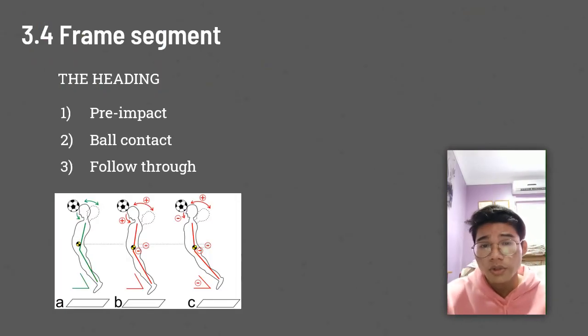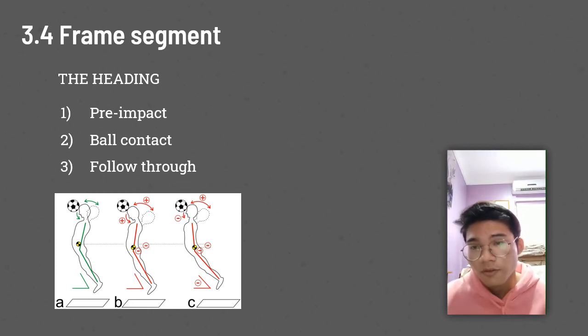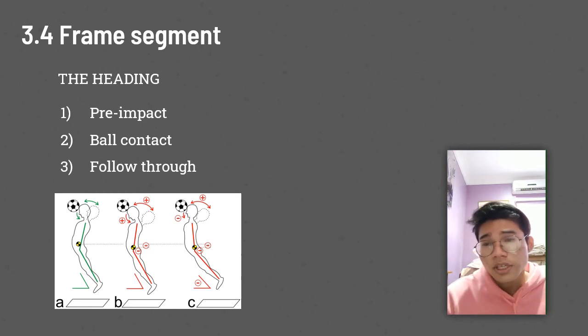Now we go to the second skill, which is heading. There are three phases in heading: pre-impact, ball contact, and follow-through. For the pre-impact, your feet must be placed in the split stance. Your knees must bend, the torso extended rearwards about the hips, and shoulders must be squared, with eyes fixed on the ball. And the second step is ball contact.